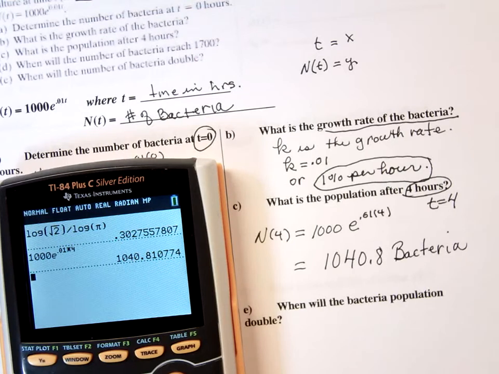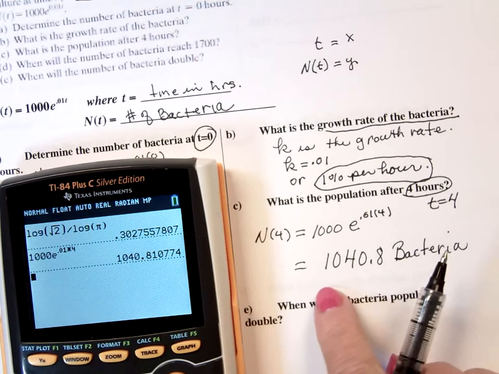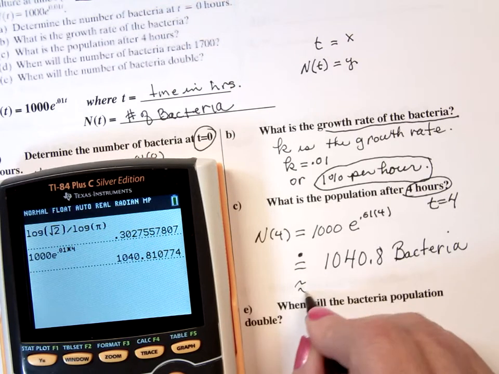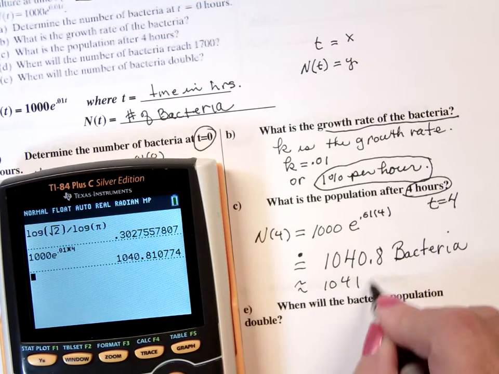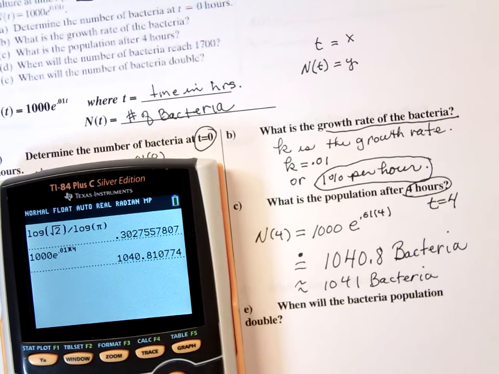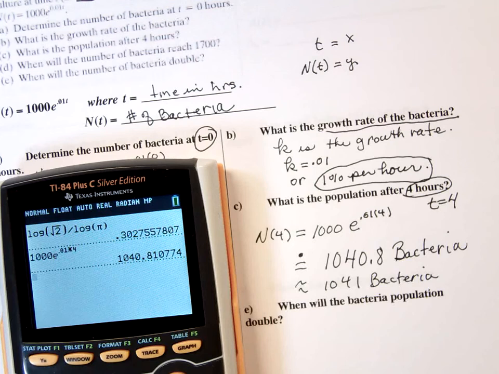Or you could say approximately 1,041 bacteria. Or you could say, theoretically, I really only have 1,040, right? Because you don't have 0.8 of the bacteria. But that's what my model is telling me.